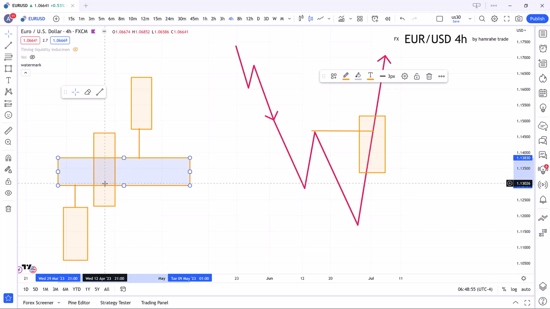And why is that so important? Because it means that it's just buying pressure and the sellers didn't have the time to enter the market. So when the market comes back to this zone, it will act as support.